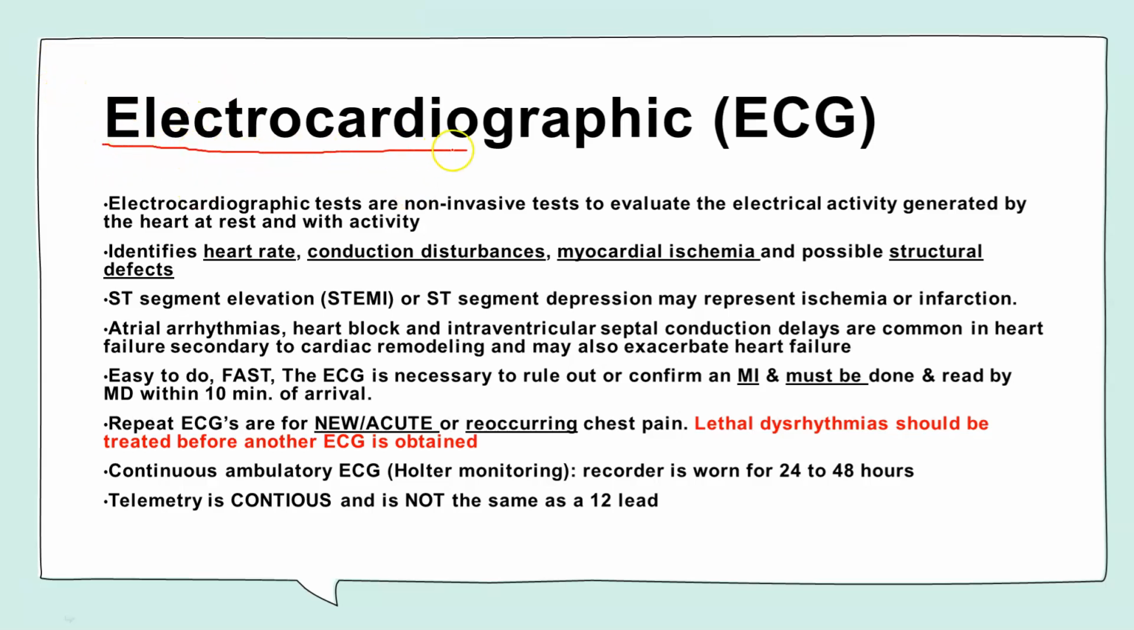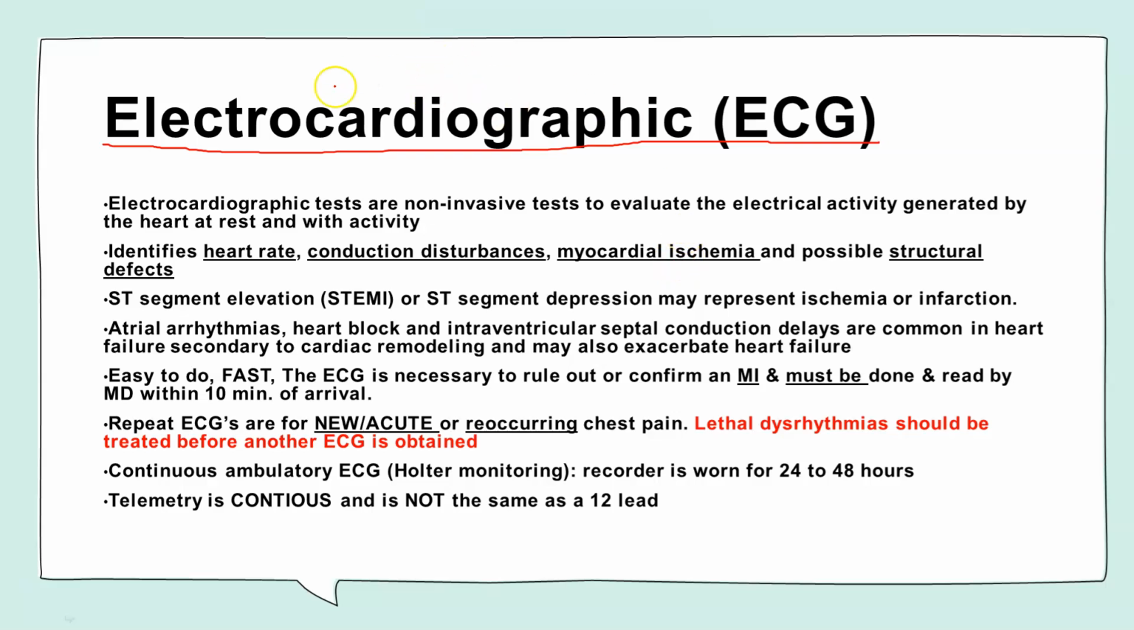ECG, so we have a 12 lead and we have telemetry. I want us to remember that a 12 lead is 12 different views. I don't care if you understand it's lateral or anterior or wherever the chest pain is happening according to the 12 lead. What I want you to know about a 12 lead is that it's for new or recurrent chest pain. I don't care if you just got one yesterday. If they're complaining of new or recurrent chest pain, you need to get another 12 lead.